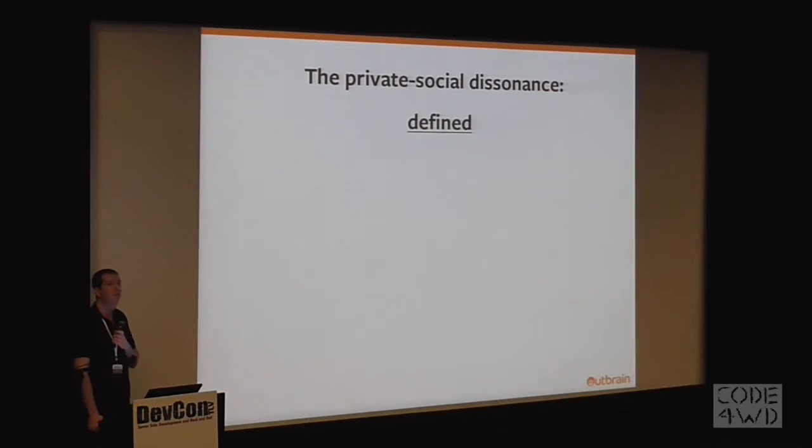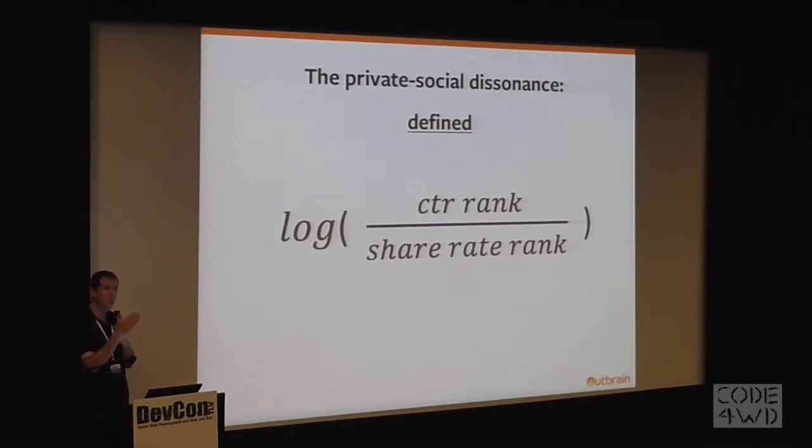So that brings us to the difference between shares and CTR. We define something referred to as the private social dissonance. Someone told me, "Umid Bayesh," right? To share something. So this is exactly what the private social dissonance defines. It defines the ratio between how much a content item is being clicked when it's being served by the Outbrain network versus the share rate of this article.